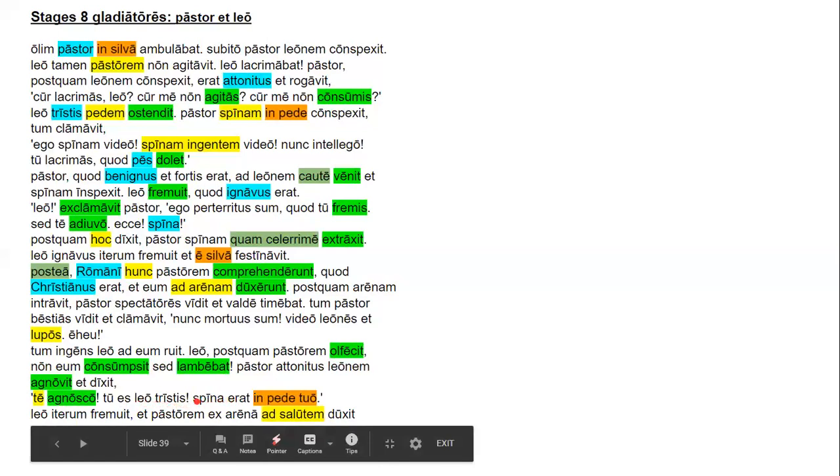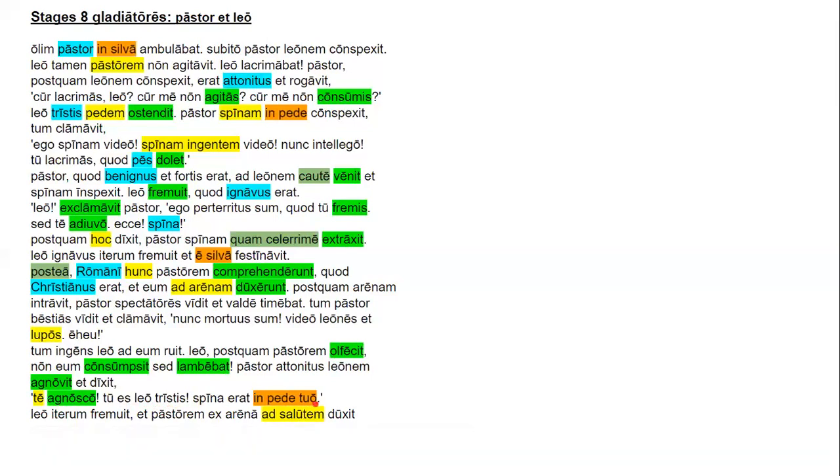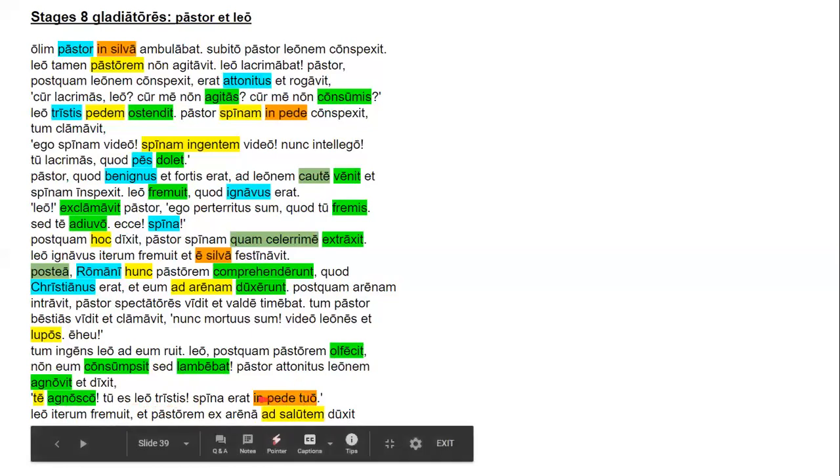Spina erat, so the thorn, nominative subject, erat, the imperfect form of sum, was in pede tuo, this is a prepositional phrase with locatival ablatives, in the foot. So tuo, and tuo is the ablative form of tu. And in this case, it's indicating possession, in your foot. So let's put it all together. I recognize you. You are the sad lion. The thorn was in your foot.